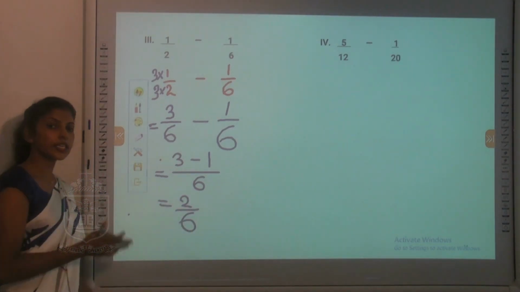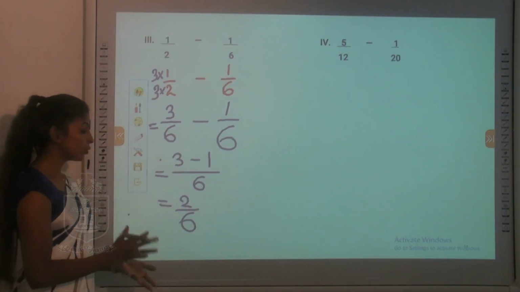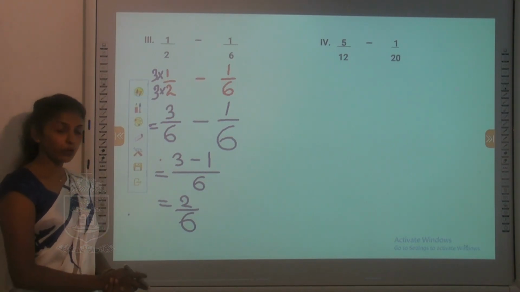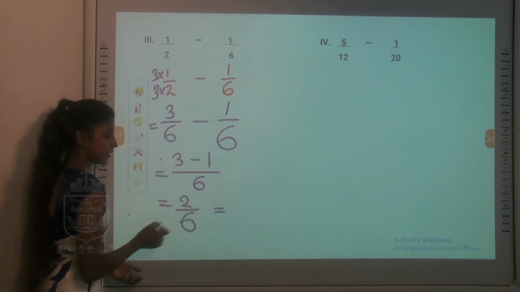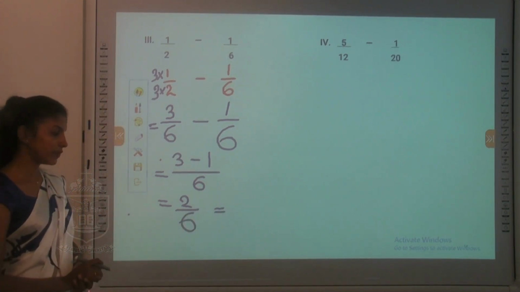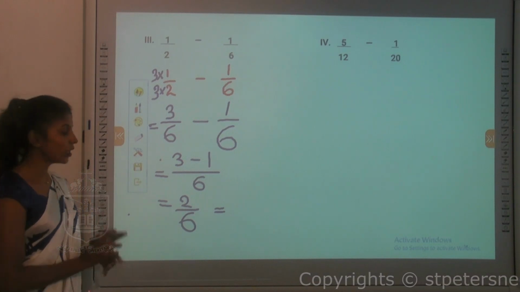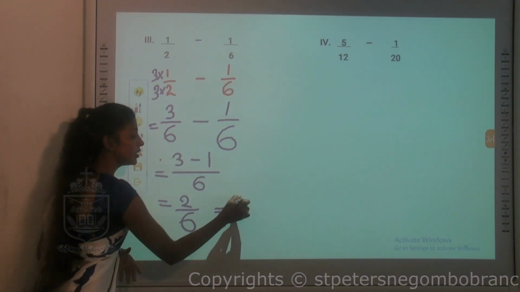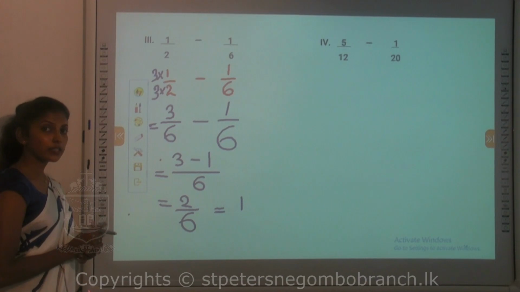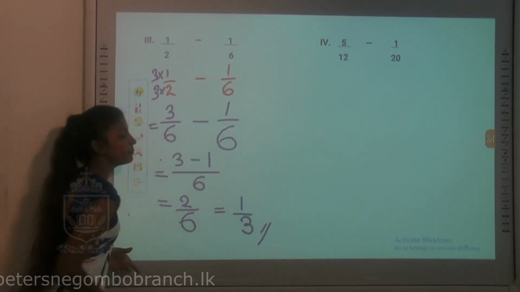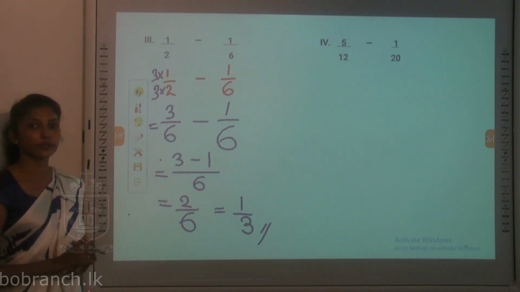Now please check, is this the simplest form? No, it is not the simplest form. You can simplify it more. How can we simplify it? Yes, I can simplify this by dividing by 2. Both numerator and denominator are divisible by 2. 2 divided by 2 is 1. 6 divided by 2 is 3. So this is the simplest answer and it is a proper fraction.